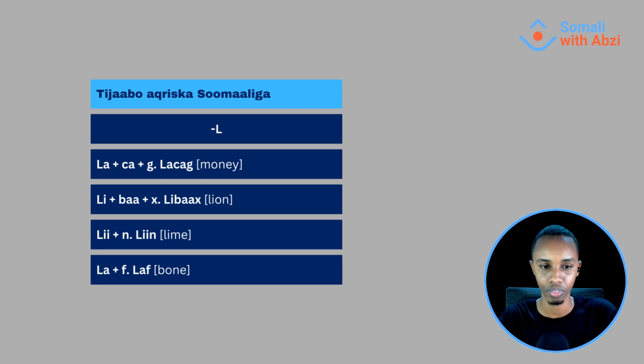Li plus Na, Lean. La plus Fa, Laf. Alright, now let's go to the last part of our lesson, which is Tijaabo qoraalka Soomaaliga Ma.